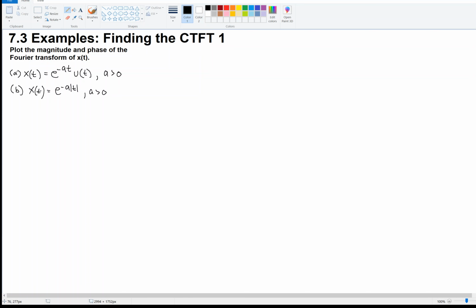We're going to find the continuous time Fourier transform for a couple signals. Here at the left I've got part a, x of t is equal to e to the minus a t u of t, where a is a constant that is greater than 0. And then part b, x of t is equal to e to the negative a times the absolute value of t, where a is a constant greater than or equal to 0. So we're actually going to plot the magnitude and the phase of the Fourier transform of both of those signals.